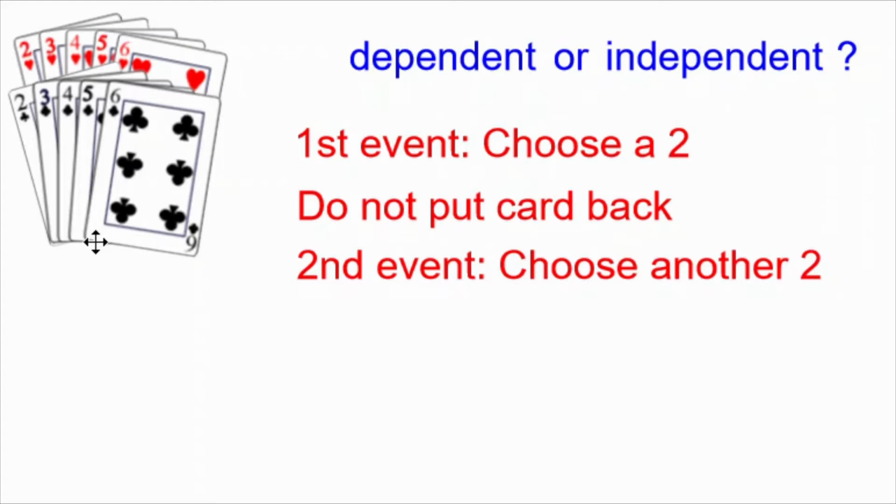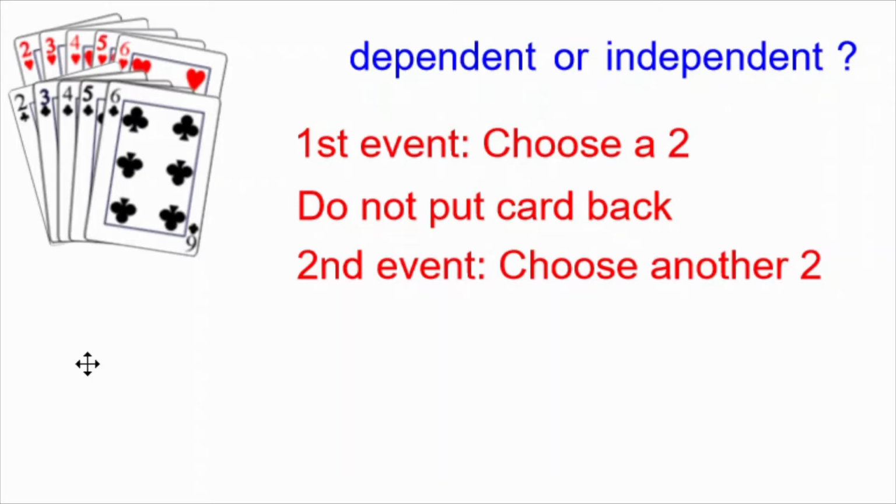The first event is that they choose a 2. But then they do not put the card back. They reach into the remaining 9 cards and they pull a second card. And the second event is that they choose another 2. Are these two events dependent or independent?